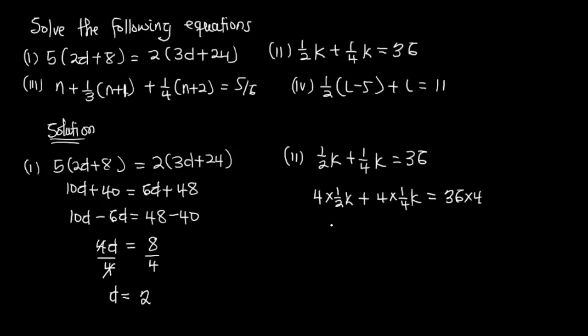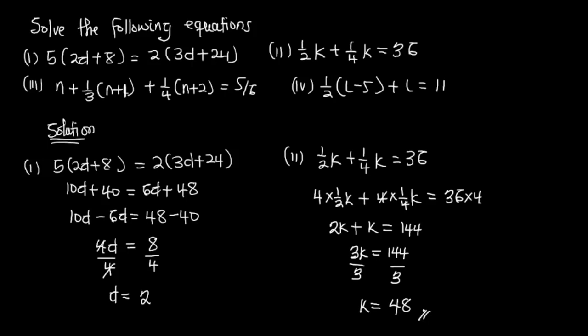Now 4 multiplied by half will give me 2, so it becomes 2k, plus 4 will cancel this 4 out, so we only have k here, is equal to 36 multiplied by 4 will give me 144. So 2k plus k will give me 3k is equal to 144. I divide both sides by 3, and then my value for k becomes 144 divided by 3 will give me the value of 48 as my answer for k.